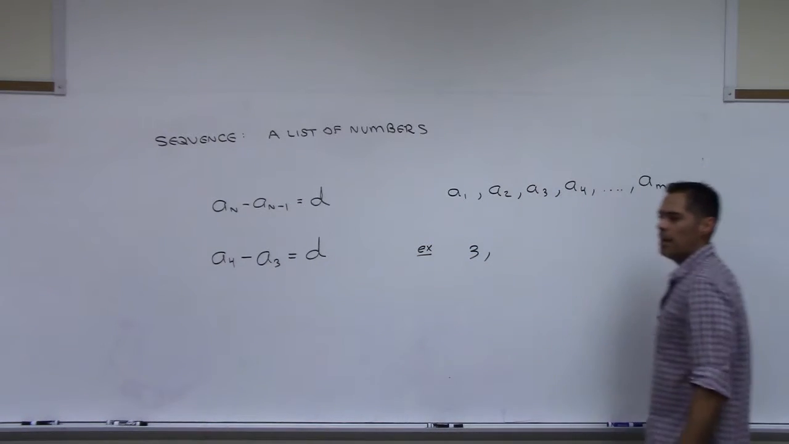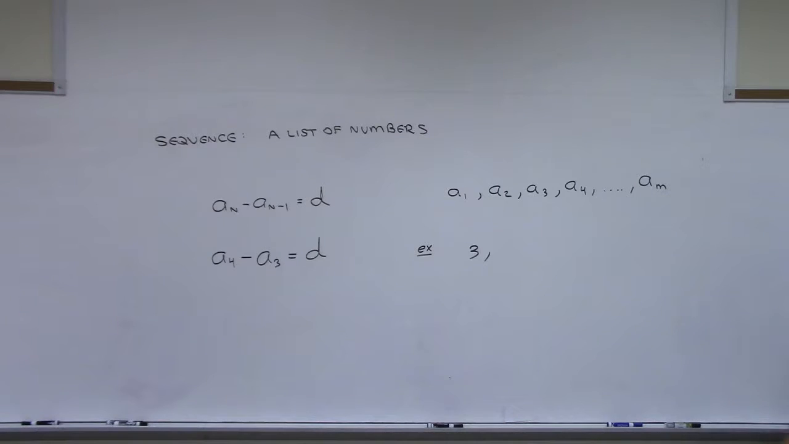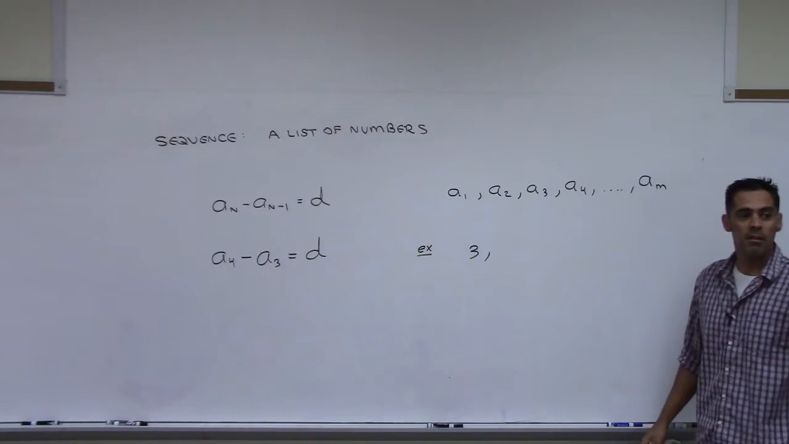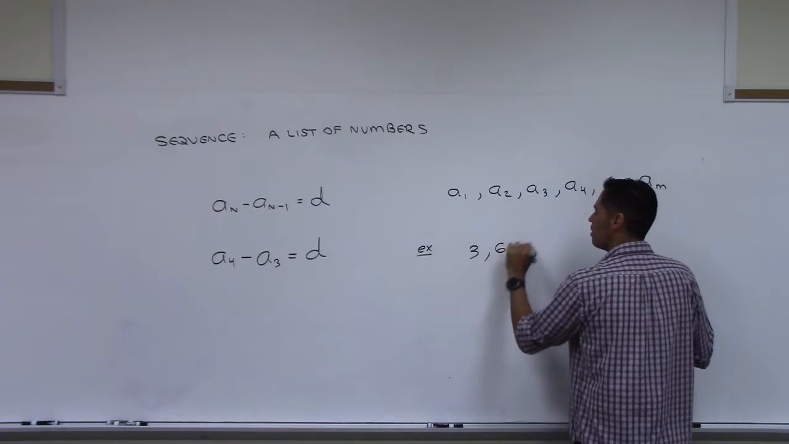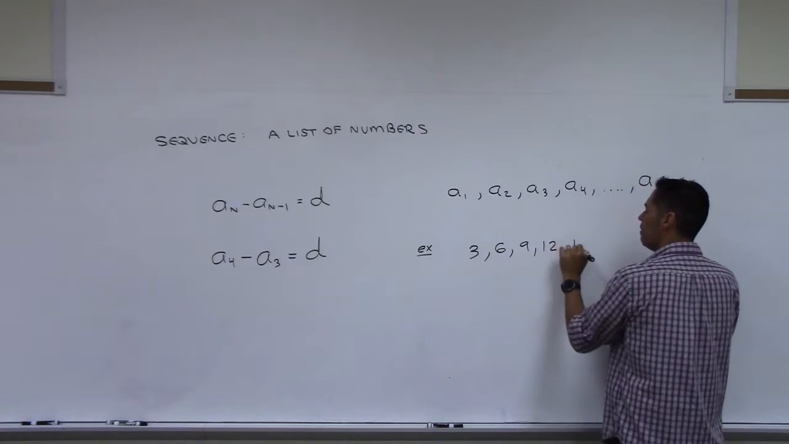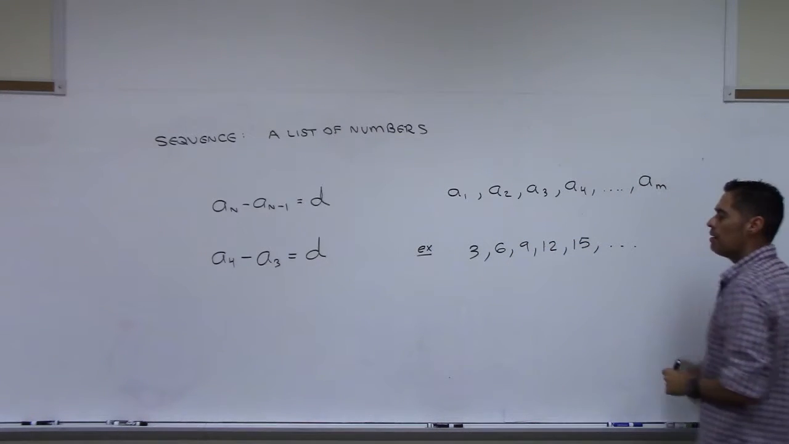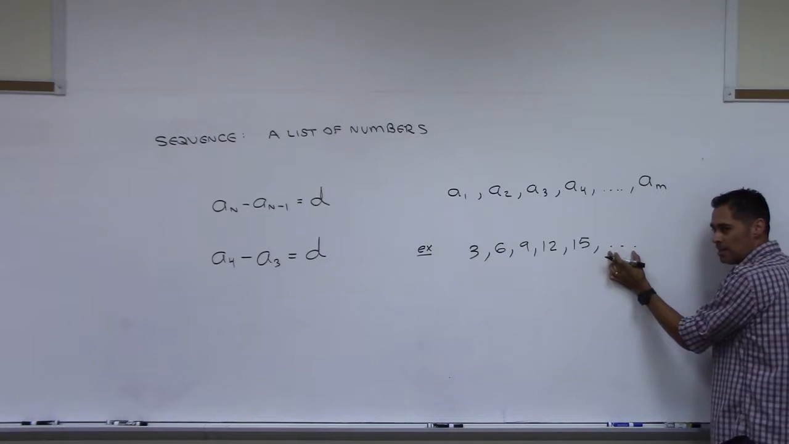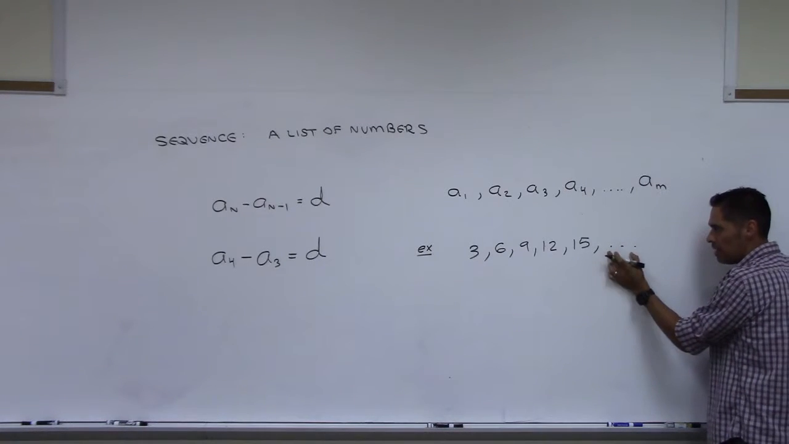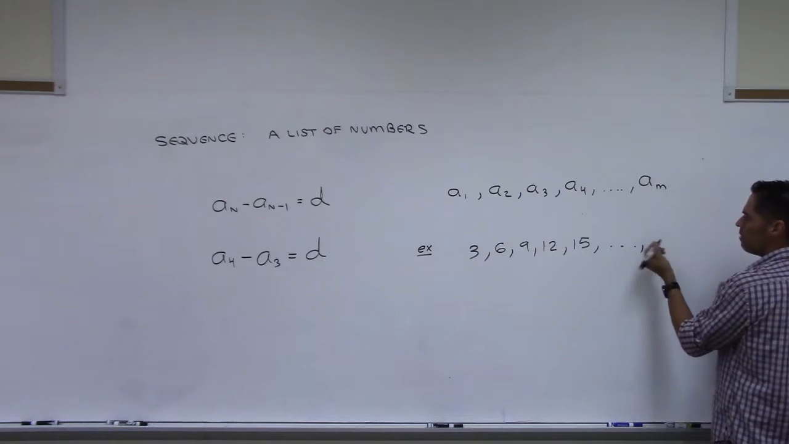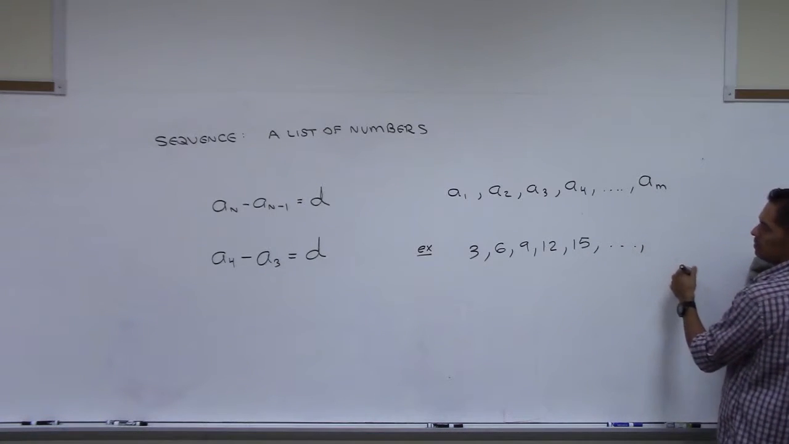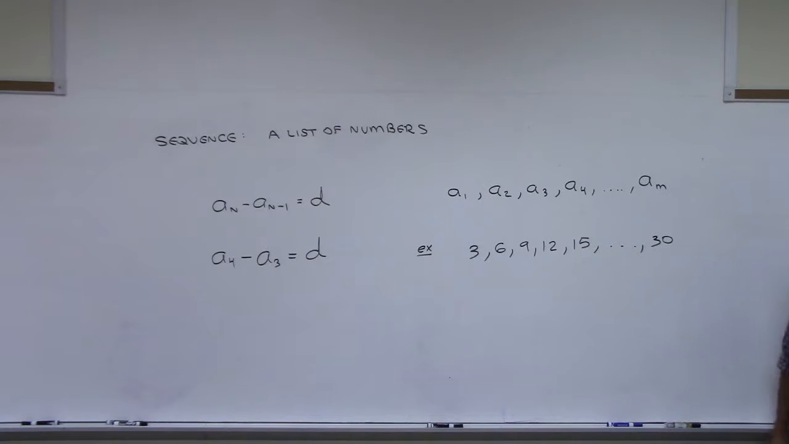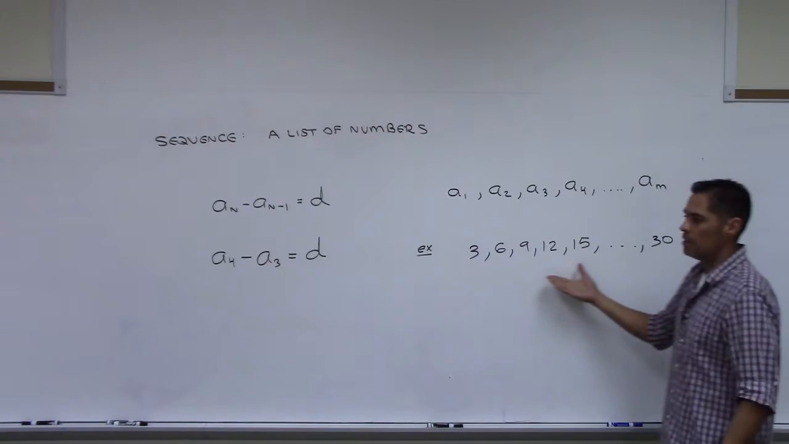I'll just give you 3 now. Okay, so 3, 6, 9, 12, 15. Would that be an arithmetic sequence? Now, I'm going to be tempted to keep going, because I think I'm in Cal 2 right now. I'm not in Cal 2, so I'm going to stop it somewhere. Why don't we stop at, how about 30? Okay? That is a finite arithmetic sequence.